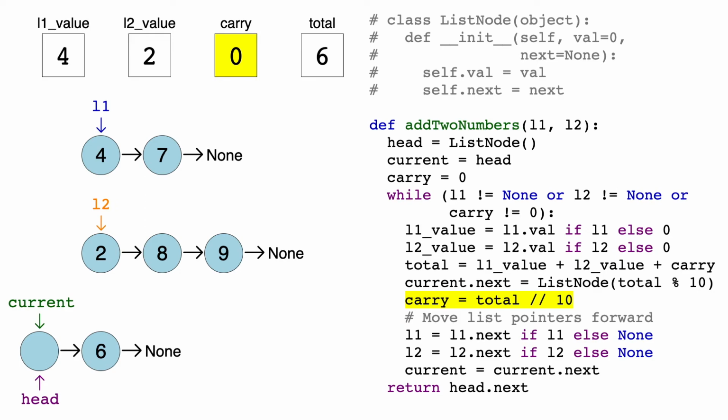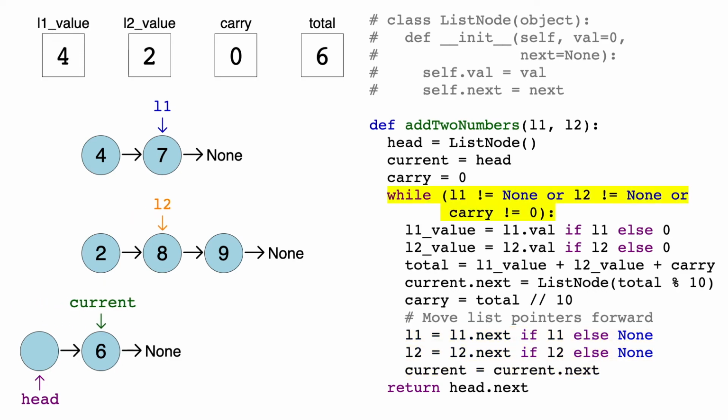The next line moves the L1 pointer to the next node. The reason why we can't just say L1 equals L1.next is, again, if L1 is already at the end of the list, then L1.next doesn't exist. So we say, if L1 is not None, then advance to the next node. Otherwise, just set L1 to None. We then do the same thing to L2, and then we advance current.